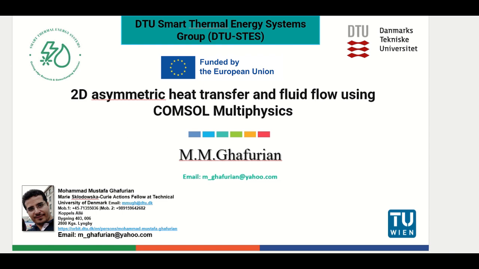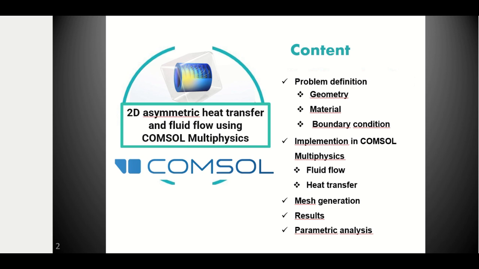For this purpose, I will follow this content, starting with the problem definition. For example, we will define geometry, materials, and also boundary conditions. And then we implement all these properties into the COMSOL Multiphysics area. After generating the mesh, we will get the result. And eventually, in this presentation, we are going to study parametric analysis of velocity inlet and heat flux in boundary condition.